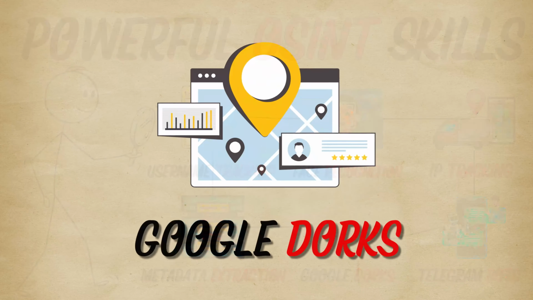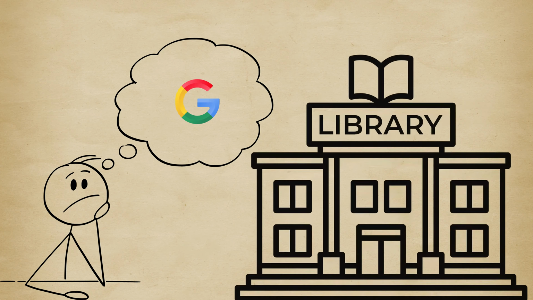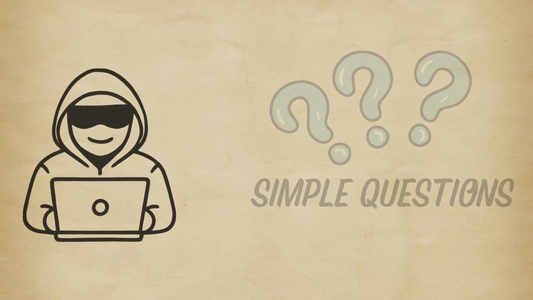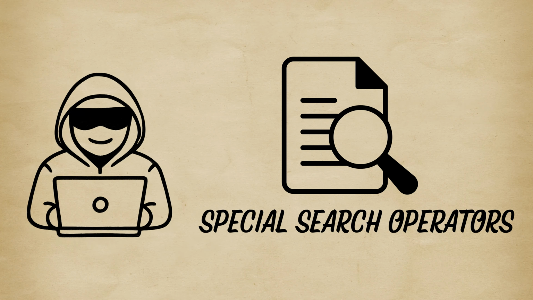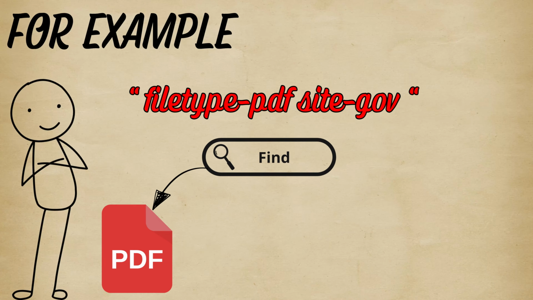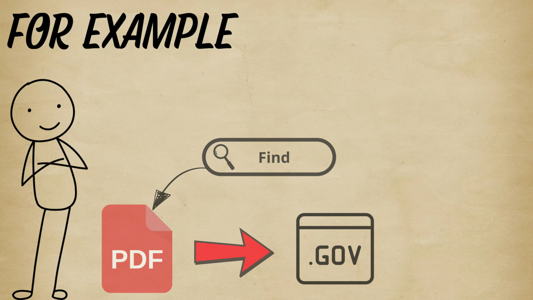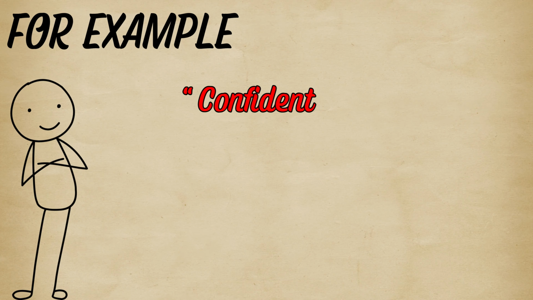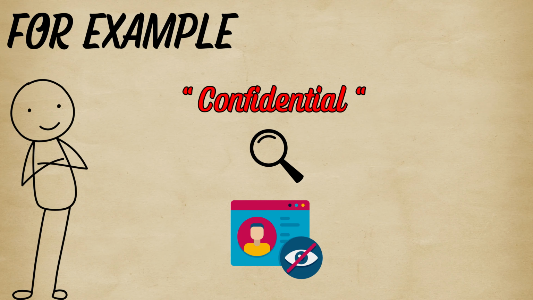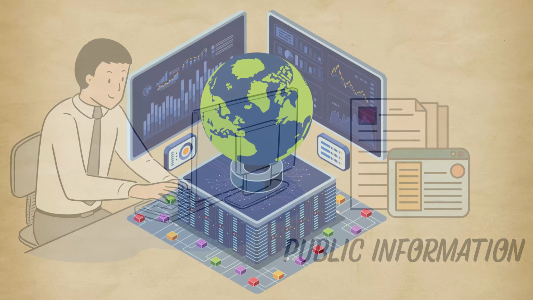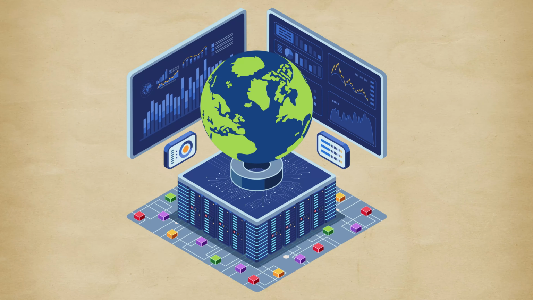Next up, Google Dorks. Think of Google as a giant library, but most people only know how to ask it simple questions. Ethical hackers use special search operators to dig deeper. For example, filetype:pdf site:gov finds PDF documents on government sites. inurl:admin might reveal login pages. "Confidential" with quotes searches for exact matches of sensitive terms. It's legal because you're just searching public information, but the amount of sensitive data lying in plain sight will shock you.